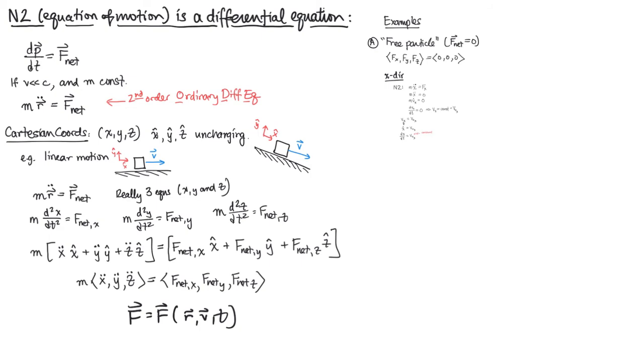Okay. The same is going to be true in the y and the z directions as well. And so now we have this ordinary differential equation, and it turns out that it's separable. So we can integrate both sides with respect to time, and all of the x's are on the left, and then on the right-hand side we have just the constant v naught x. Okay, so we can now solve this differential equation.